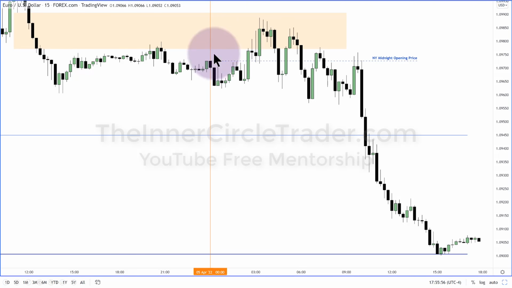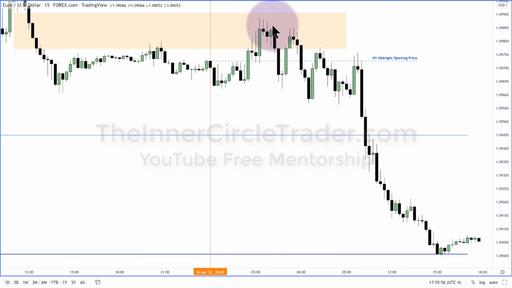Here is the midnight New York local time candle on the 15-minute time frame. Opening price is here, extended out throughout the day. That is your midnight New York candle opening price. Preferably, if we're selling short, we want to see price trade above this opening price.